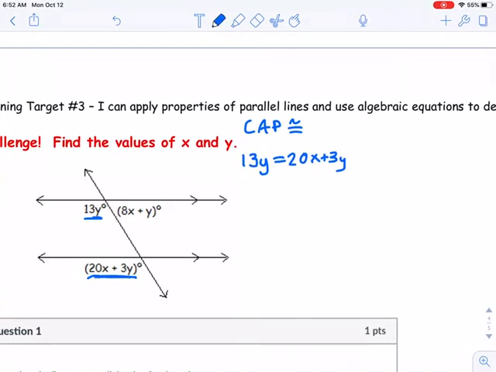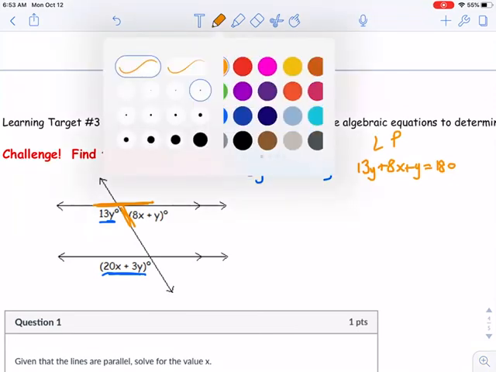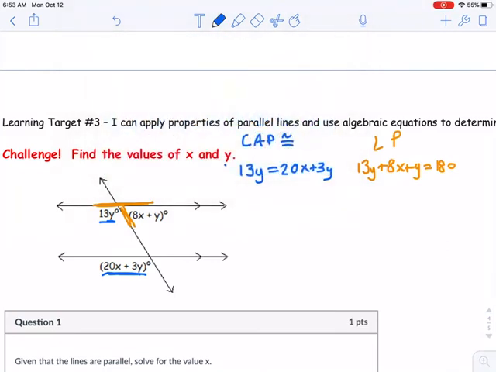Well, what else do I know? Let me try to think about the best way to do this. Let's keep it simple. Well, I don't think this is a challenge problem, so nothing to necessarily say simple. But these two are a linear pair, so 13y plus 8x plus y equals 180. Okay, so I set that up right there. So this is going to be a system of equations. So let's solve for one of these variables. This is equation 1.